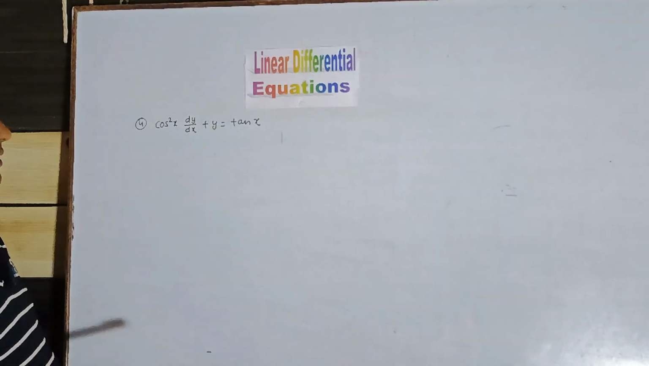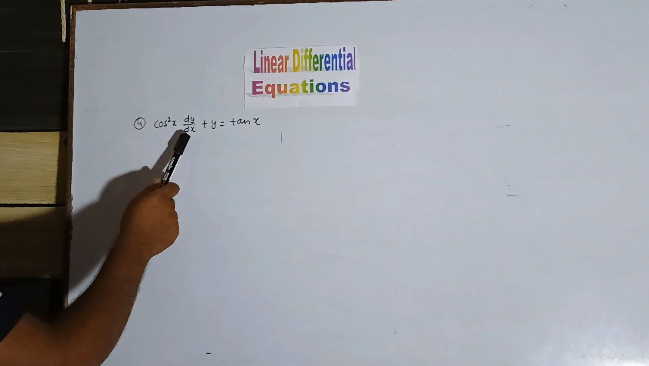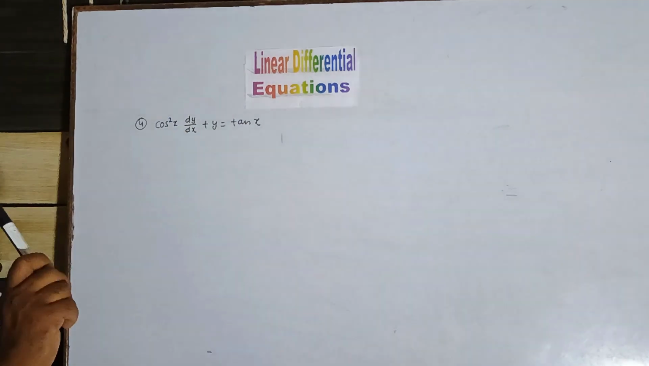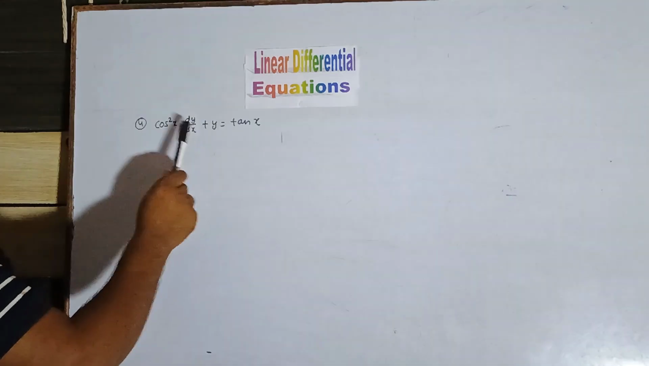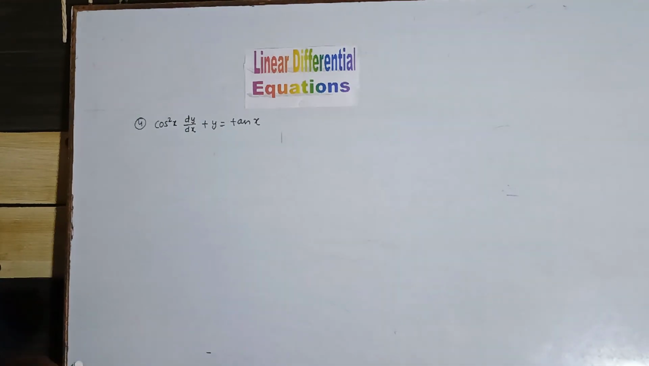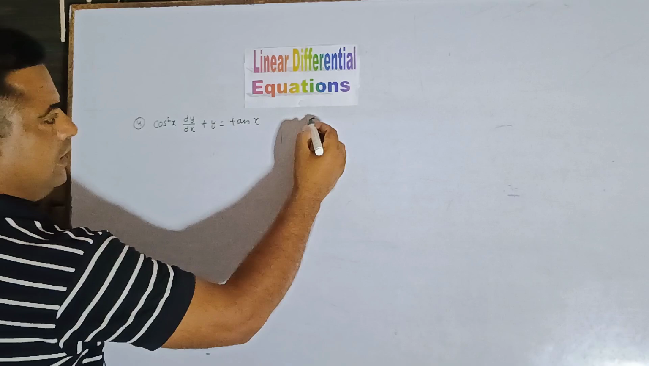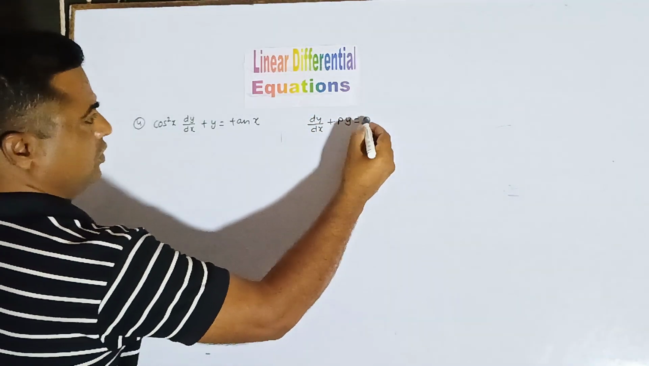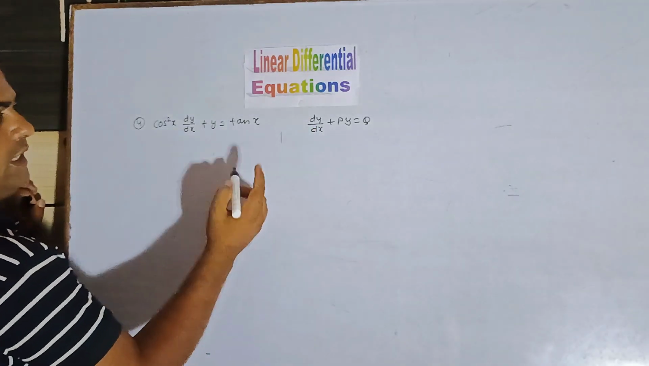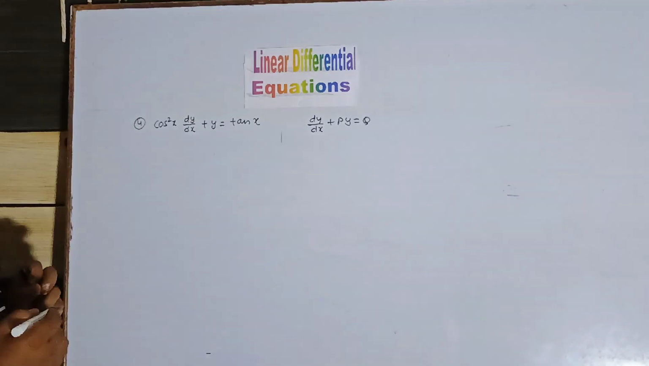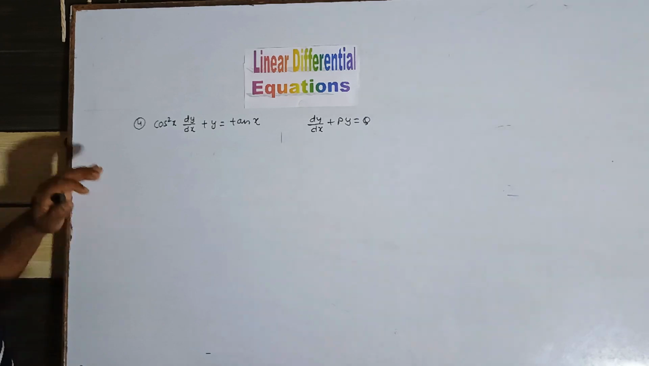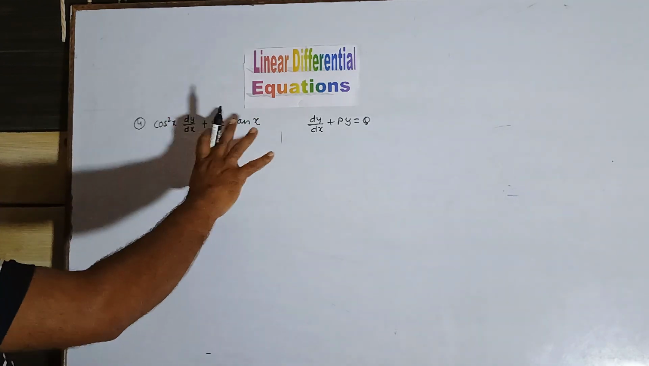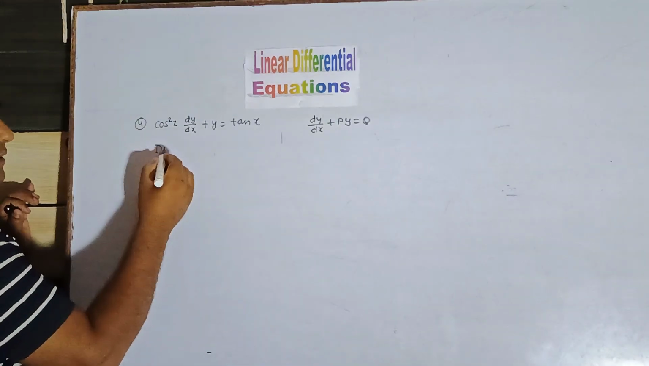Students, now we can see here cos square x dy over dx plus y is equal to tan x. In the standard form, the coefficient of dy upon dx will be 1. What is the standard form? dy over dx plus py is equal to q. What is the coefficient of dy over dx? This is 1. But what is the coefficient of dy over dx here? Cos square x. What will we do here? We will divide by cos square x in all the terms of this equation.